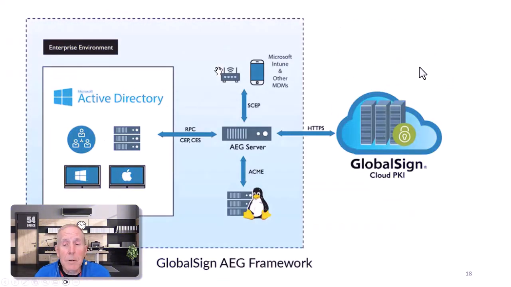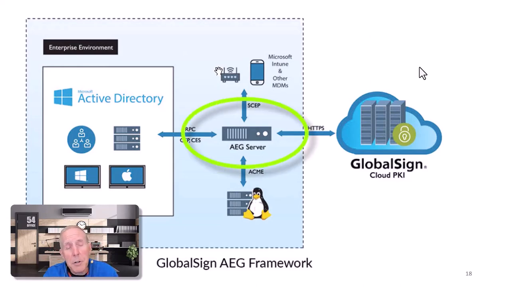Here's an example of GlobalSign. They have a cloud PKI system that you can purchase. They bring in an appliance into your Active Directory environment. They do all the necessary things to help you deploy and manage your certificates for your system and enterprise.